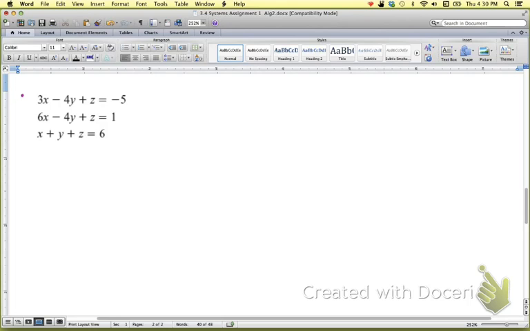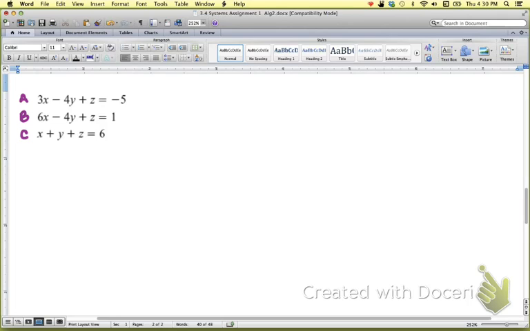The first thing I always do is label my three equations so that I'm able to reference them through my work. That way if I make a mistake, it's easy for me to go back and find where that mistake was, and it also helps my teacher to grade my work so that I can get the most partial credit as possible. It's easier for her to follow along.